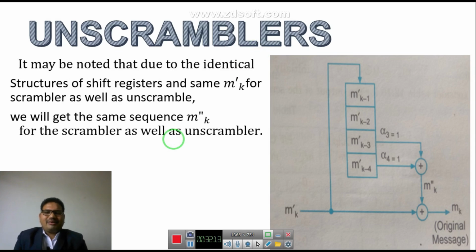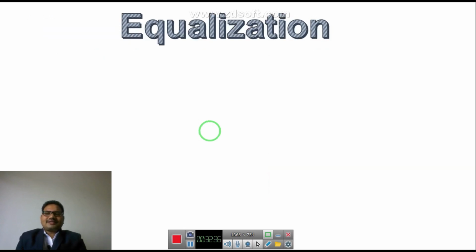It may be noted that due to the identical structure of the shift register at the transmitter and receiver, the same m dash of k for the scrambler as well as for the unscrambler, and we will get the same sequence, that is m double dash k, for the scrambler as well as the unscrambler. So here we are going to finish the scrambler and unscrambler.